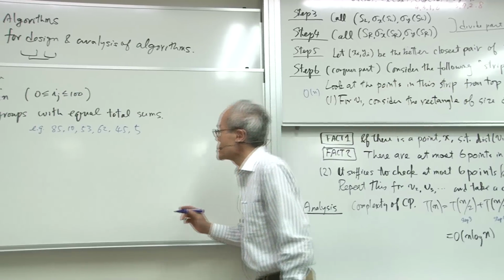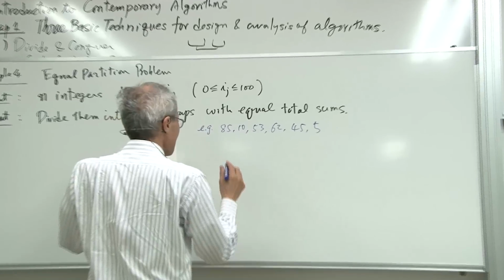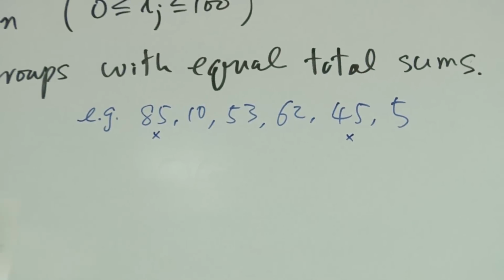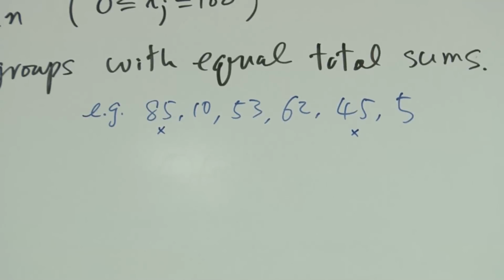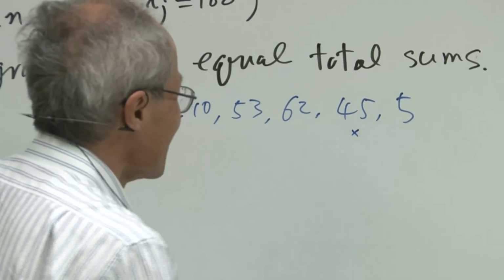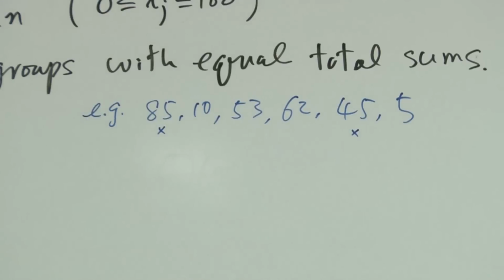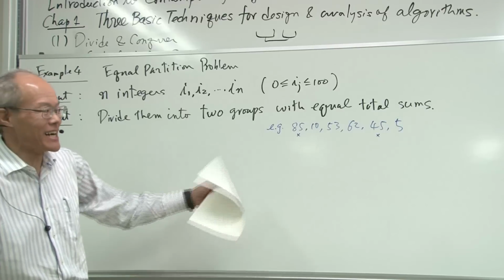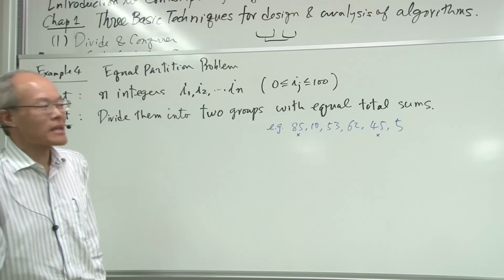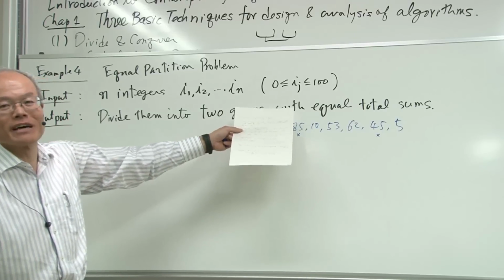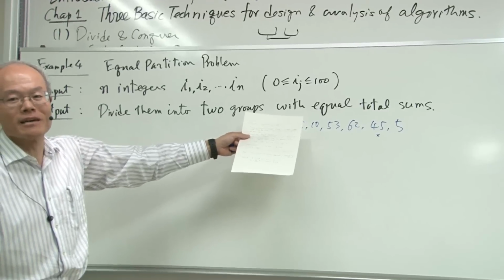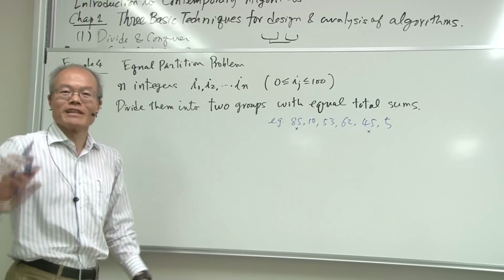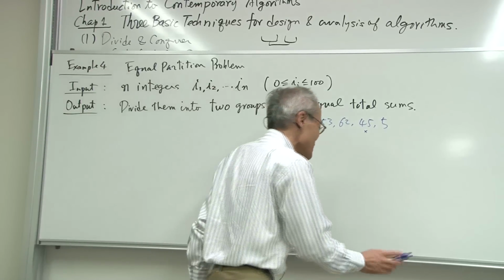In this case, if I did the correct calculation, this is one group. The sum is 130. The sum of the other numbers should also be 130. Yes, I think the sum of the others is also 130. The number of numbers on the 2 sides may not be equal. In this case, one group has 2 numbers, the other group has 4 numbers. So we don't care about the number of numbers, or the size of the groups.